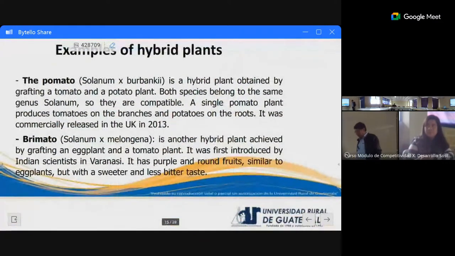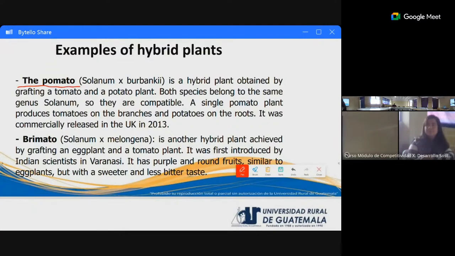Here we have another two examples of hybrid plants. The pomato and the brinjal apple. The pomato, its scientific name is Solanum barbanki. It's a hybrid plant made by grafting tomato and potato plants. This is an interesting fusion between a tomato and a potato plant.